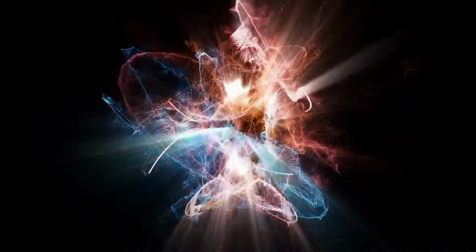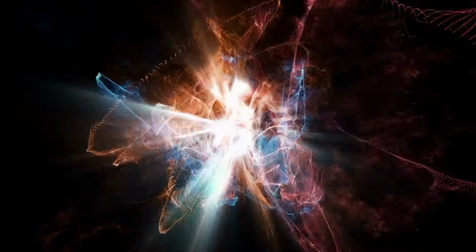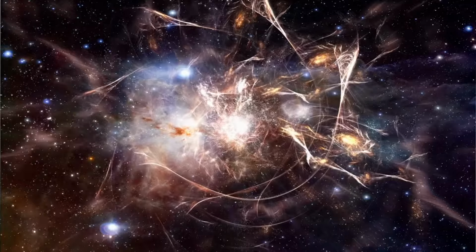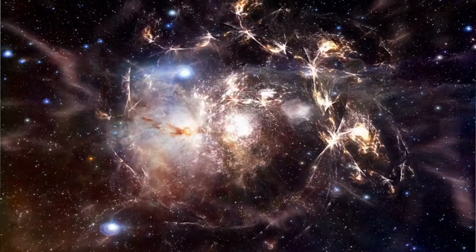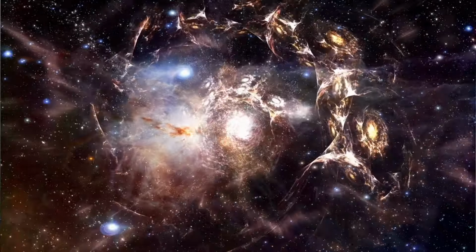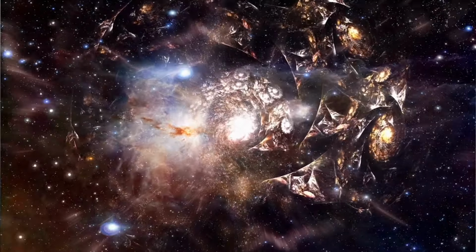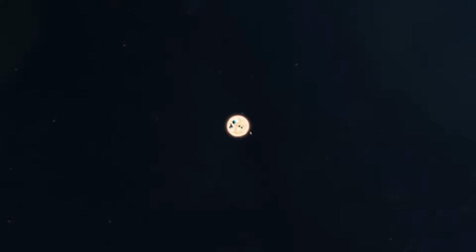These particles collided and combined to form the first atoms, hydrogen and helium. As the universe continued to expand and cool, gravity pulled these atoms together to form the first stars and galaxies. And as these stars burned and died, they scattered the heavier elements that make up everything we know today, the Earth, the planets, and even us.